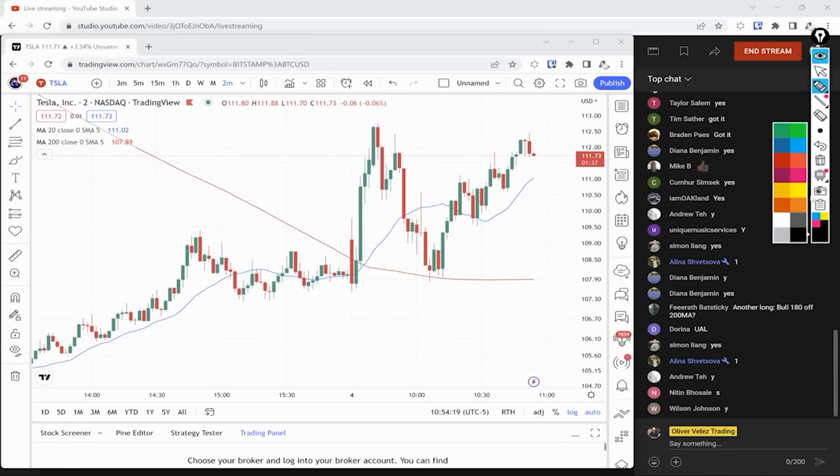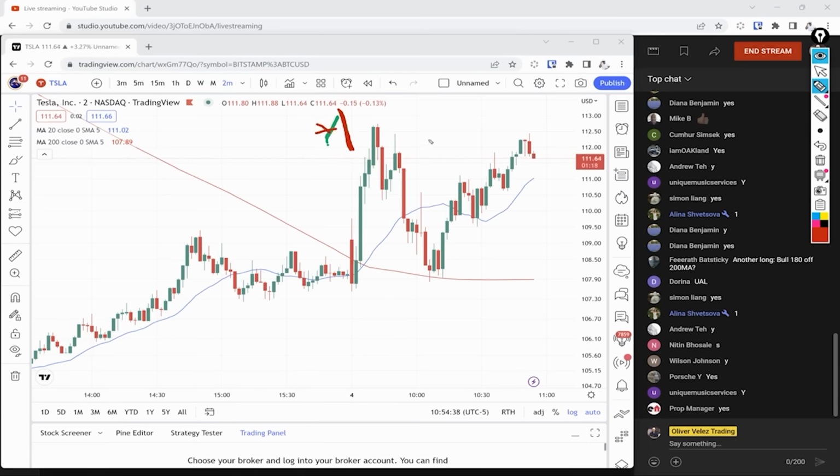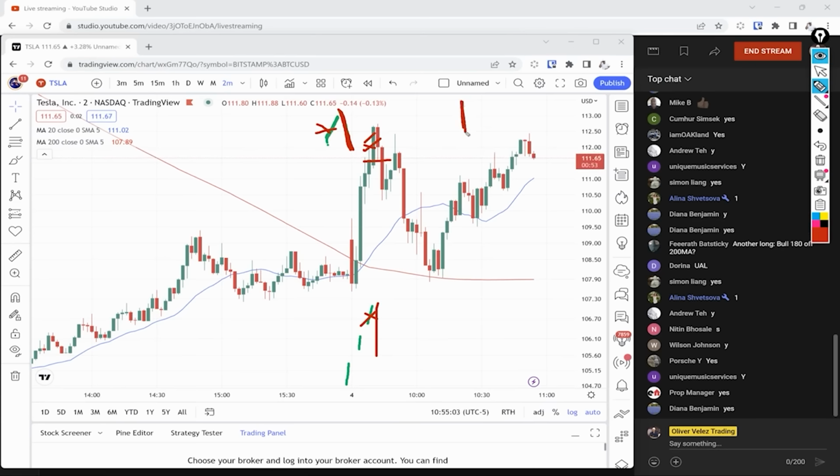Listen to me carefully. I am shorting the failure of green from above. Okay, that can be like this, the failure of green from above. I am shorting the failure of green from below. I am diving into red from above. Stop. I am diving into red from below.